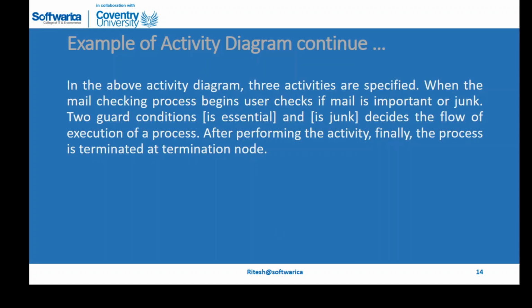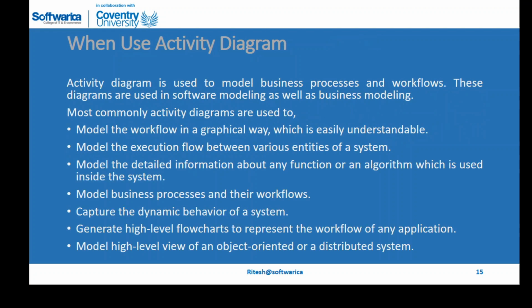In the above activity diagram, three activities are specified. When the mail checking box begins, the user checks if the mail is important or junk. The guard condition is essential, and here it is junk. This decides the flow of execution of the process. After performing the activity, finally the process is terminated at the termination node.